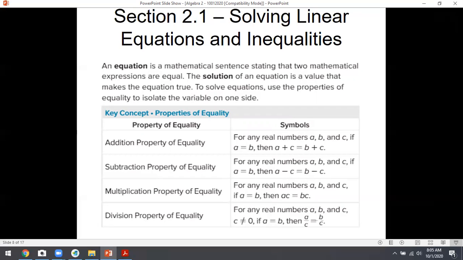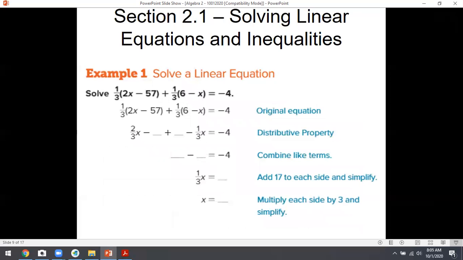In fact, I would strongly recommend you never multiply through by 0 either. But you have your normal properties right there as far as how to solve things. All right, we don't need to do this one, but let's at least look at the example here.